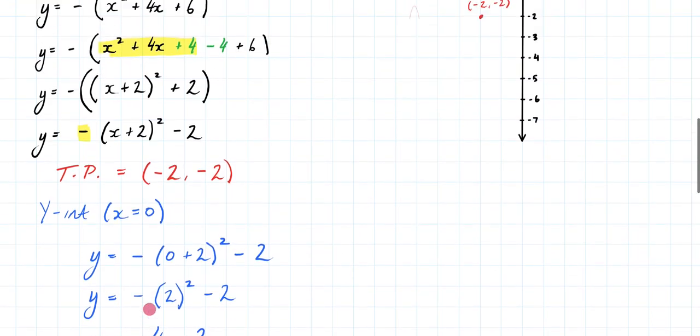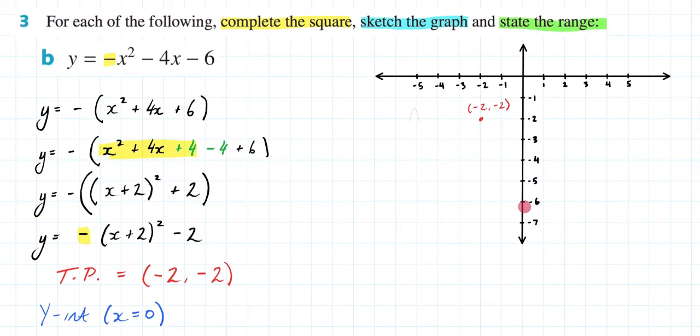So now I have to come all the way back up here and put in here, this is where my y-intercept is going to be negative 6. And I'm going to label that as 0, negative 6. So now I have my turning point, I have my intercept. I can now give this a sketch. It's going to look like this. Turning point, intercept. So we've completed the square, we've sketched the graph.